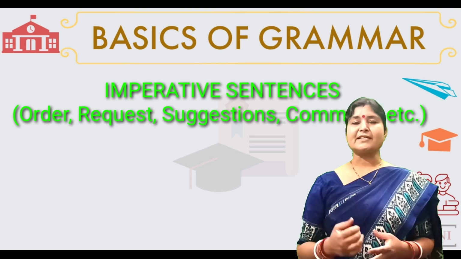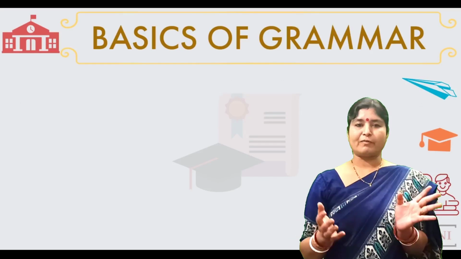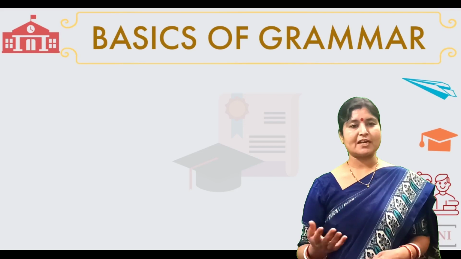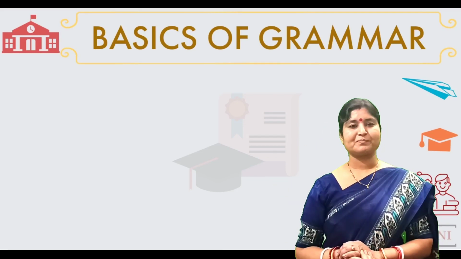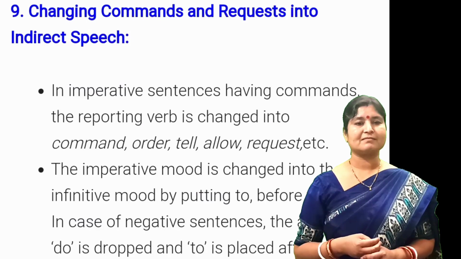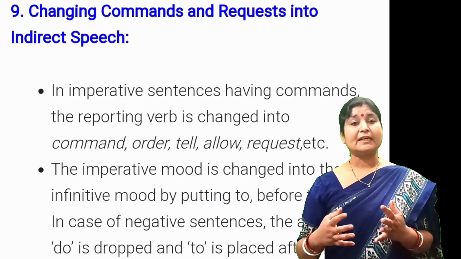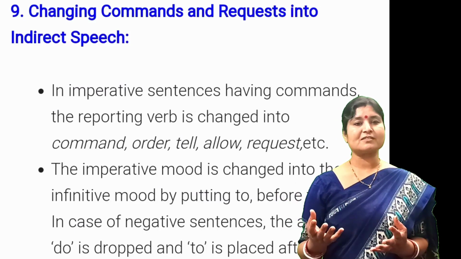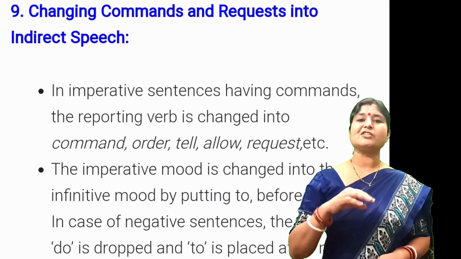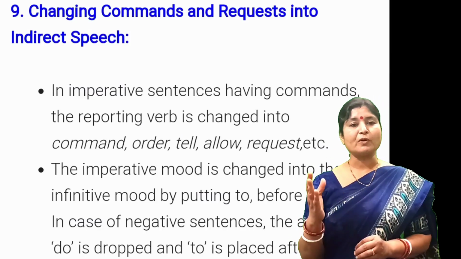Very good. Next, imperative sentences. Imperative sentences mean requests, commands, orders, like this. So, changing commands, requests and orders into indirect speech. In imperative sentences having commands, the reporting verb is changed into command, order, tell, allow, request, etc. And the second thing, the imperative mood is changed into the infinitive mood by putting to before the verb.